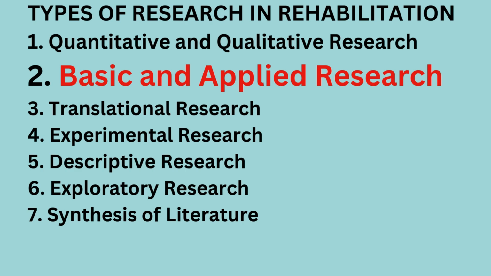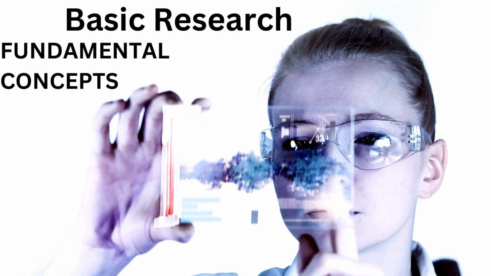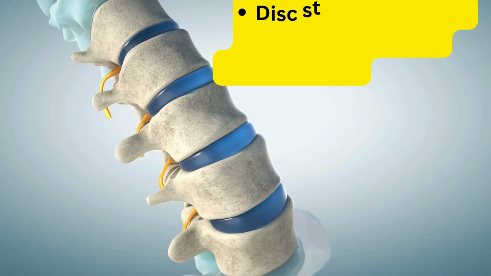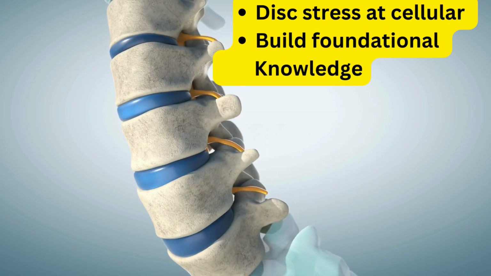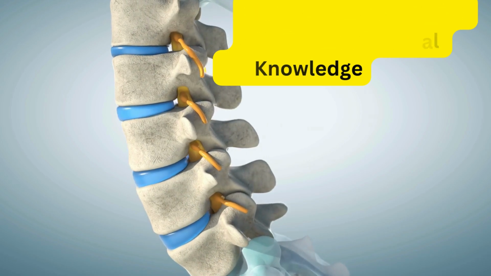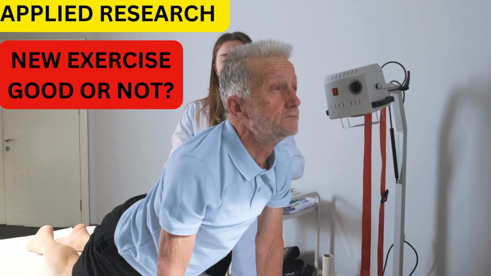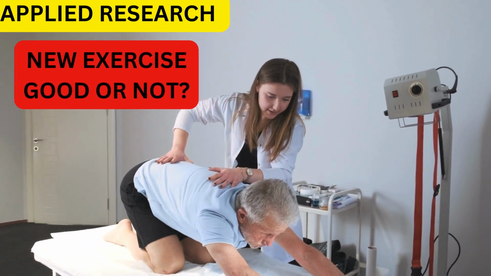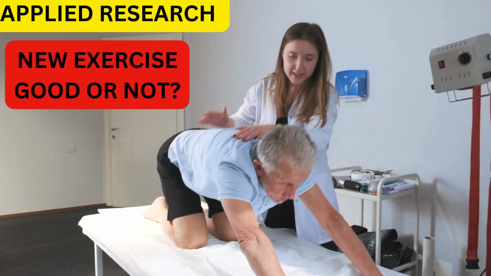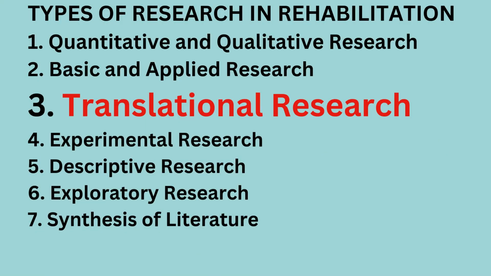2. Basic and applied research. Basic research explores fundamental concepts without immediate clinical use. For example, studying spinal disc stress at a cellular level may not directly affect current treatments, but builds foundational knowledge. Applied research aims to solve practical problems. For example, testing whether a new back pain exercise program improves function in patients is applied research, providing actionable insights for clinicians.